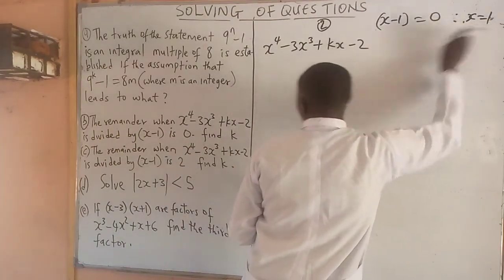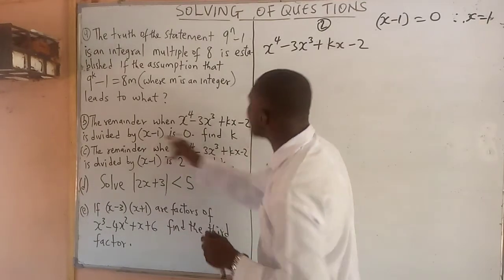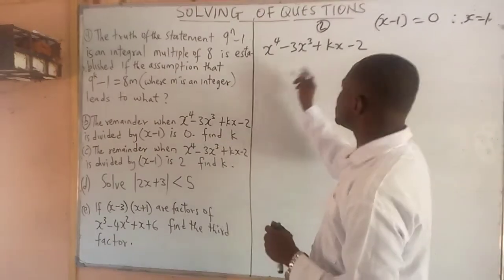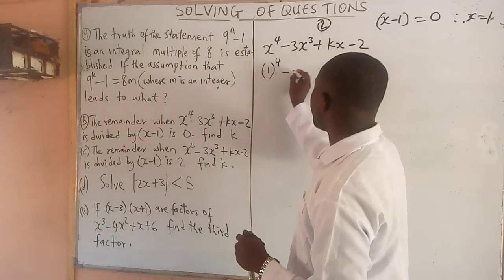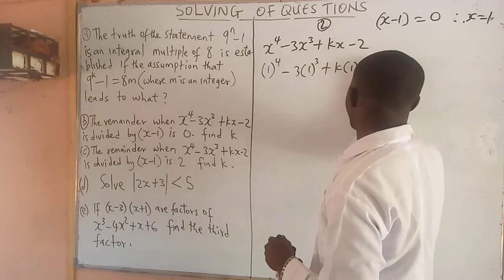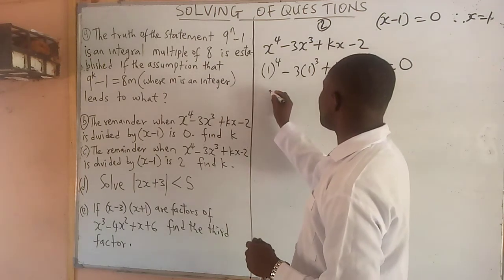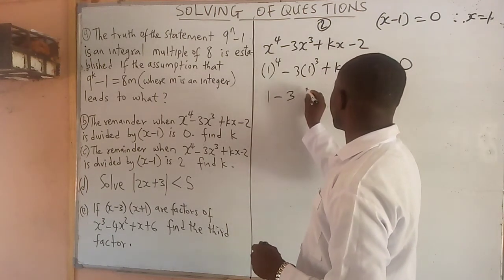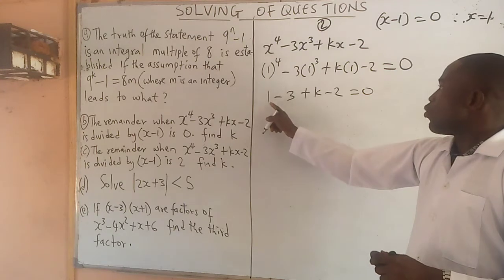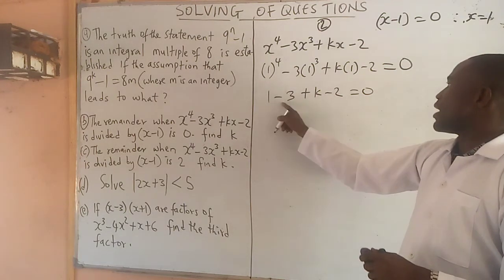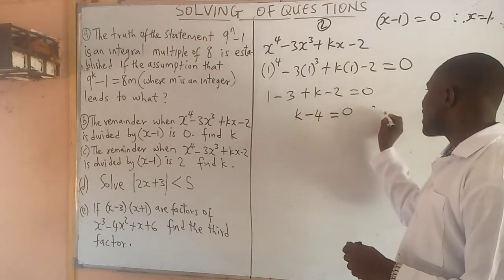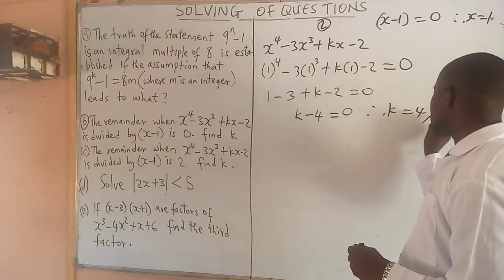Carry the value of x equal to 1 that you got from one of the factors and put it here. You say 1 raised to the power of 4 minus 3 bracket 1 raised to the power of 3 plus k bracket 1 minus 2 equals 0. 1 raised to the power of 4 is 1. This will give you 1 minus 3 plus k minus 2 equals 0. What will be our k? 1 minus 3 minus 2 is minus 4, so k minus 4 equals 0. Therefore, k is equal to 4.